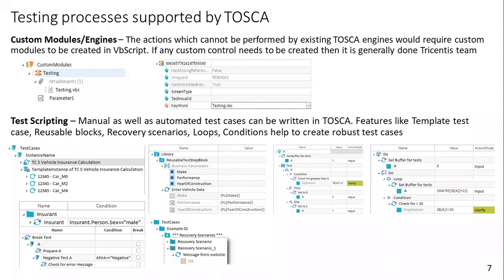So if somebody says, can we have a combination of manual test step and an automated test step in Tosca? Yes, you can do that. But can any other tool do that? No, you cannot do that.